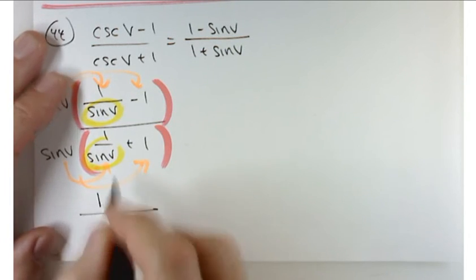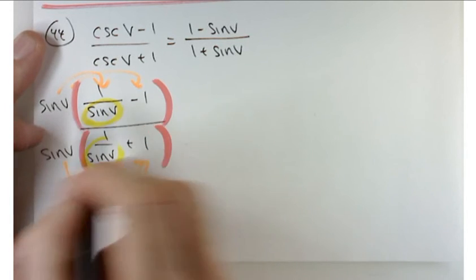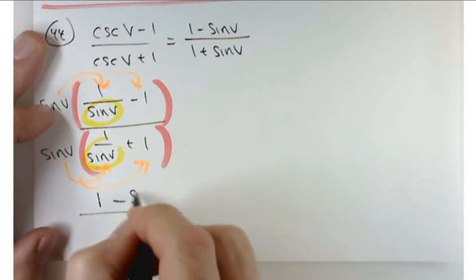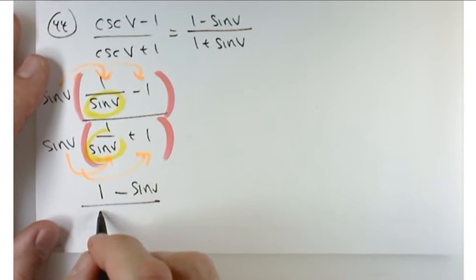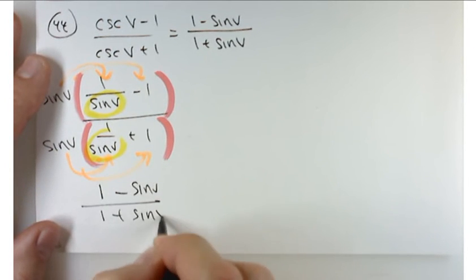1 minus sine of v over 1 plus sine of v. Wow, look at that.